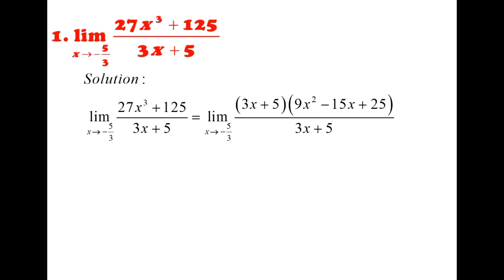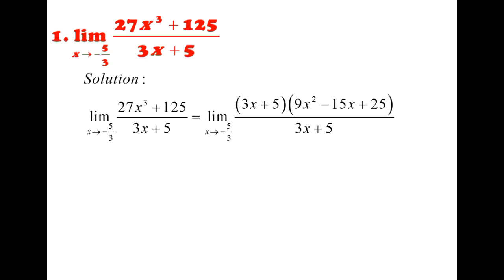So the given numerator can be factored as the quantity 3x plus 5 times the quantity 9x squared minus 15x plus 25, since the given two binomial terms form a sum of perfect cubes. The cube root of 27x cubed is 3x, and the cube root of 125 is 5. The separation of the terms is the addition symbol, so we have to copy the plus sign.